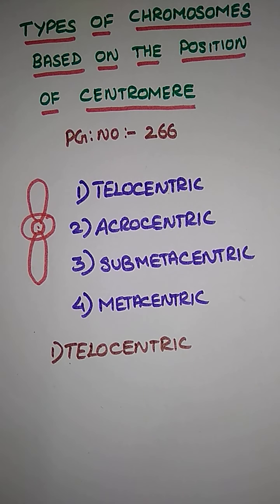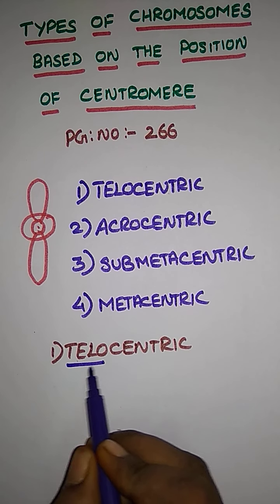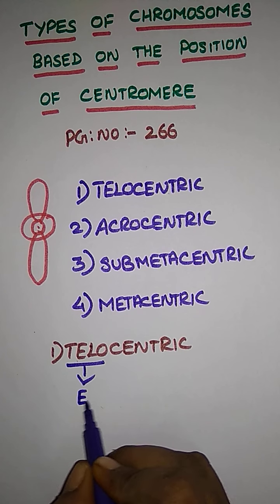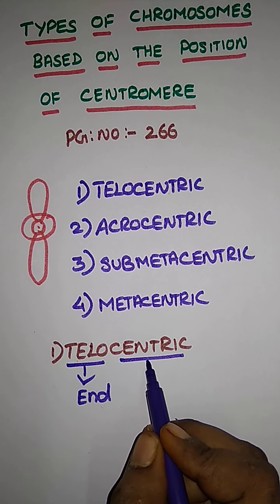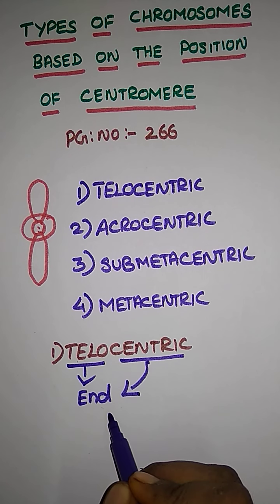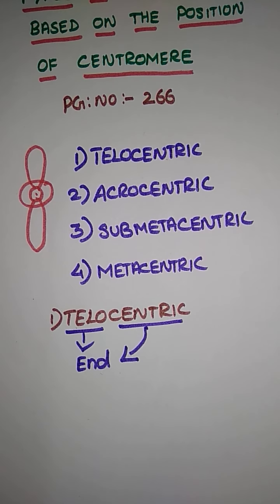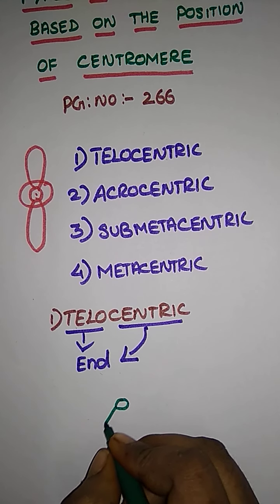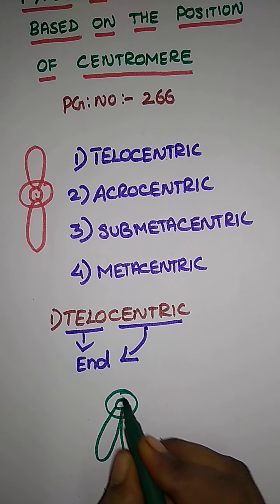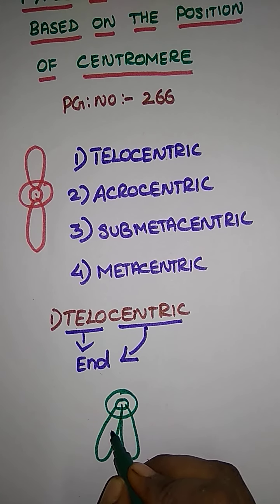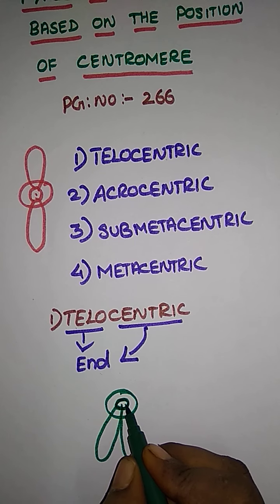First, we know the meaning of telocentric. Telo means end. Centric means centromere. So the centromere is present at the end of a chromosome, and the name is telocentric. Now see where the centromere is present: at the proximal end, with two equal arms. The centromere is present at its end.